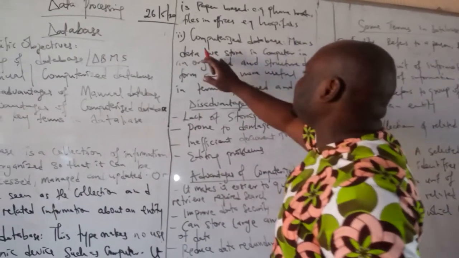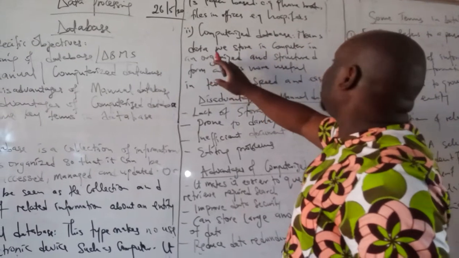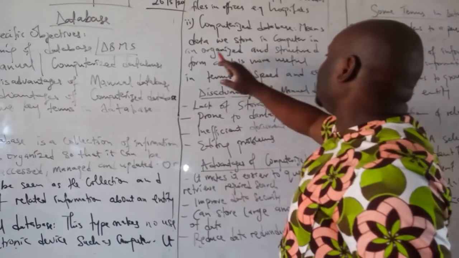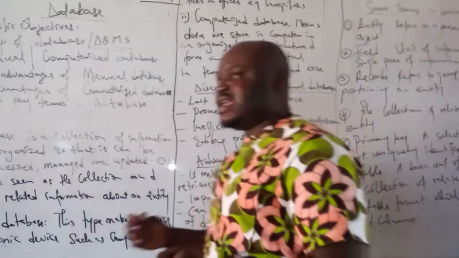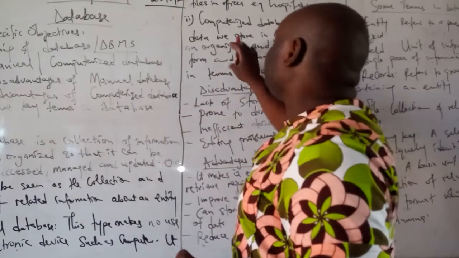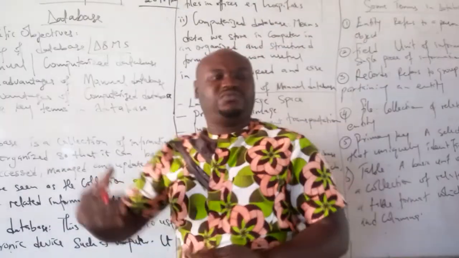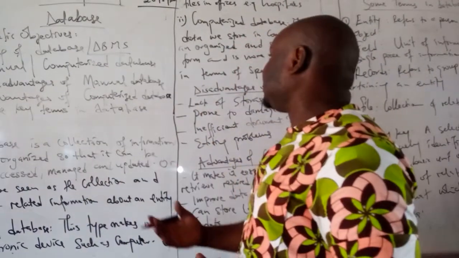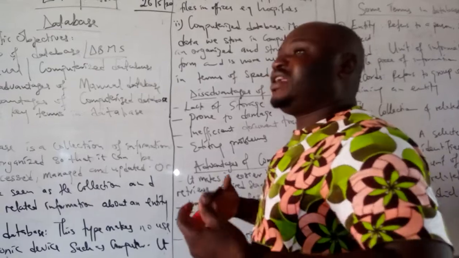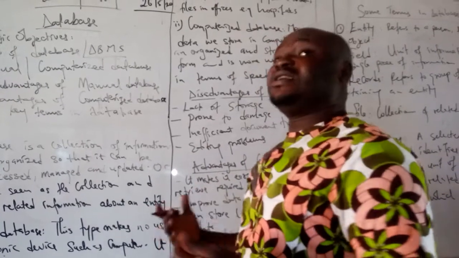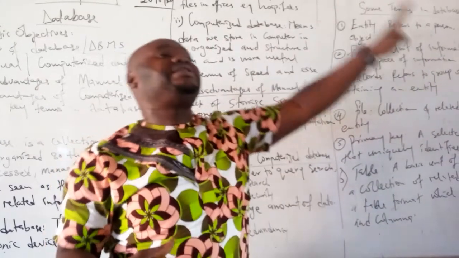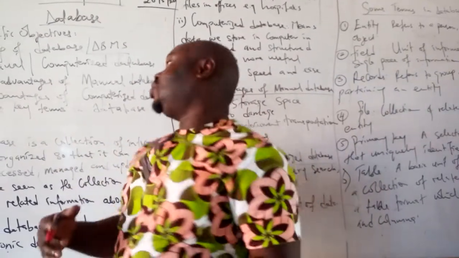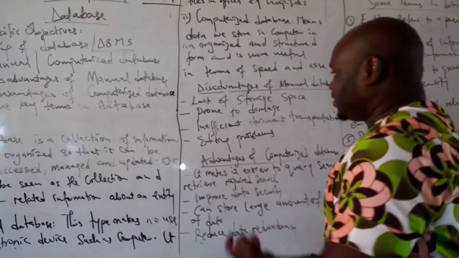Look at it here now. A computerized database means that data we store in a computer are organized and structured in such a way that it will be very useful in terms of speed and ease. This one is the most used means of database presently, because one, it is very easy to use. You can easily retrieve data without resorting to checking of files in a very big cupboard or shelf. Because of that, we proceed.